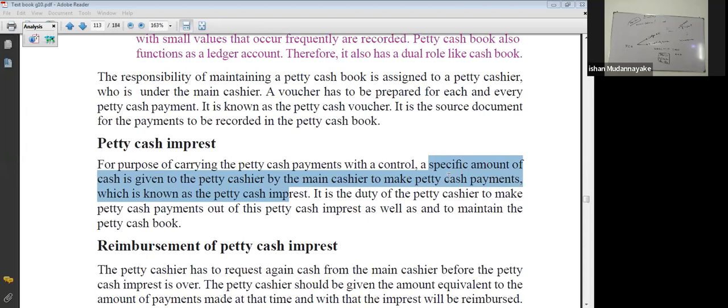Right. Then here, a specific amount of cash given to the petty cashier by the main cashier to make petty cash payments is known as the petty cash imprest. Clear? Is it clear?